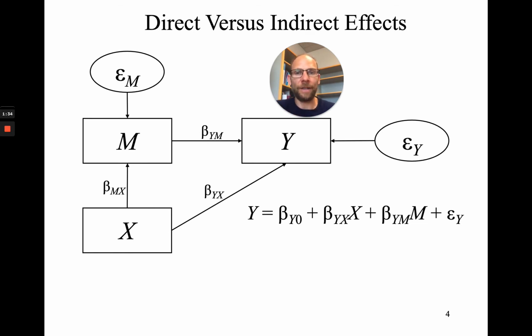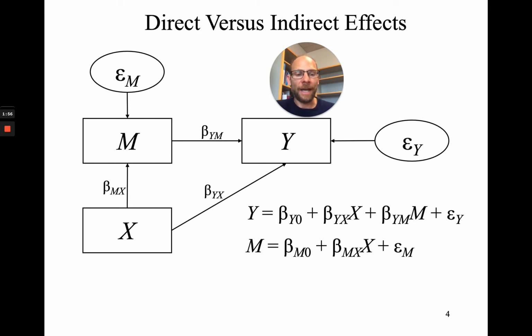We also have an equation for m because m is also a dependent variable. M only depends on x, so it's a bivariate linear regression model with an intercept beta m0, an effect beta mx that shows whether x is linearly related to m, and a residual term epsilon m.